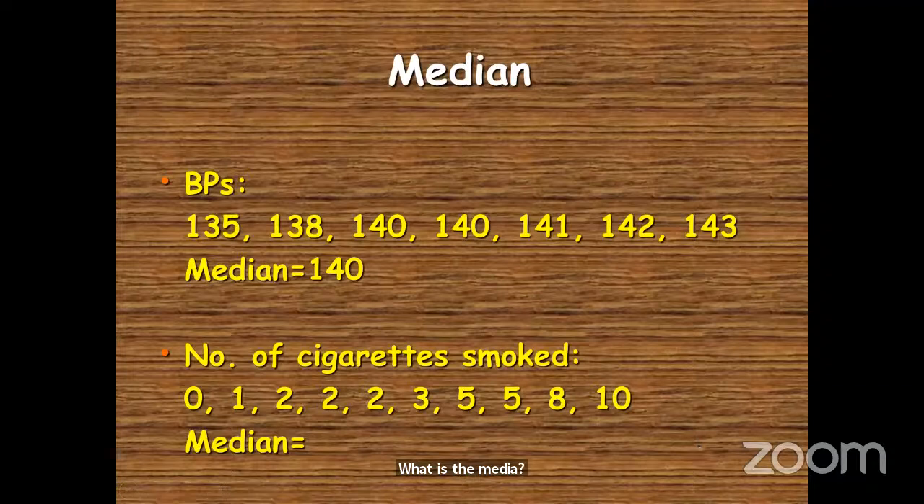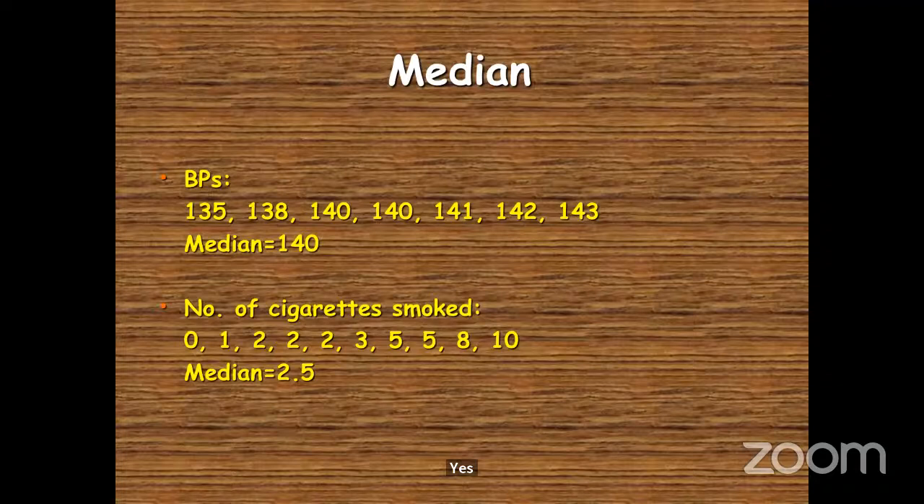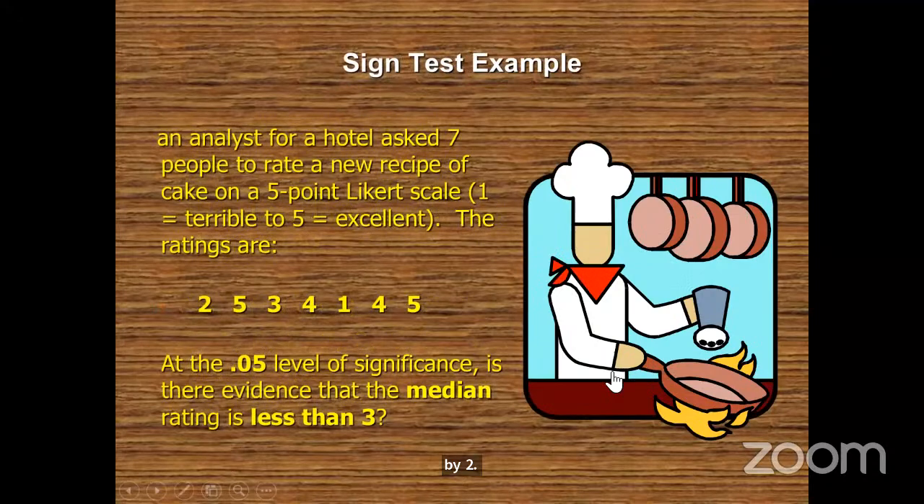2.5, ma'am. I think Purnima has said 2.5. Yes, ma'am. Okay, so she said correctly, the median should be 2.5. Again, since 10 observations are there, the 5th observation is 2, and the 6th observation is 3. So 3 plus 2 is 5, divided by 2, that is 2.5. 2.5 is the median for this.